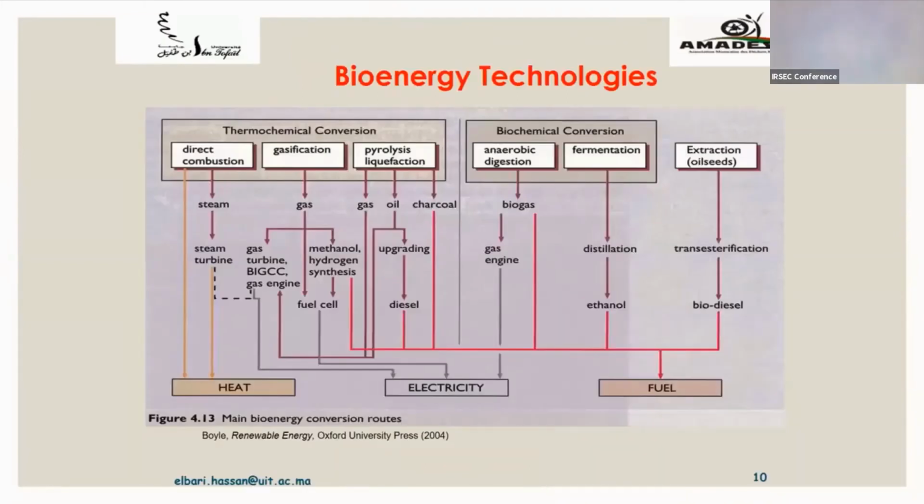We can have many technologies from biomass energy or bioenergy technologies. Mainly we have two kinds, thermochemical conversion and biochemical conversion. Sometimes, in order to achieve the circular economy, we have to combine the biochemical conversion first and then the thermochemical conversion for the digestate. That could improve the energy balance or the energy production.